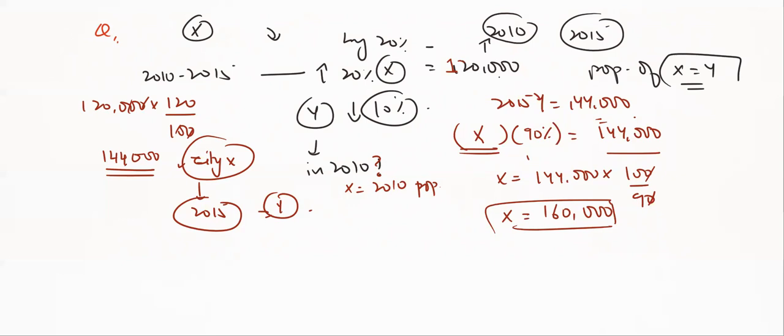Let me read the question again. The question stated that in 2015 the populations of city X and city Y were equal. From 2010 to 2015 the population of city X has increased by 20%, while Y decreased by 10%. If the population of city X was 120K in 2010, what was the population of city Y in 2010? The answer is C, that is 160.